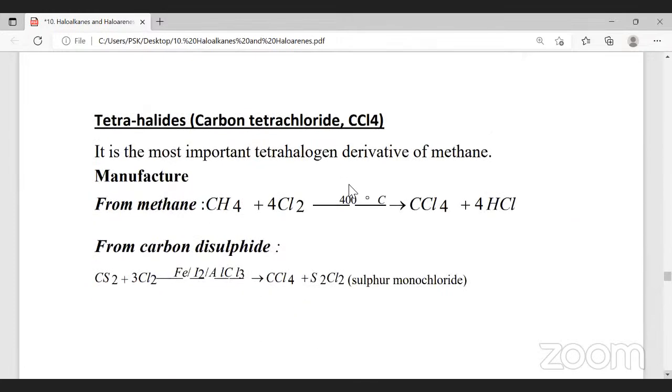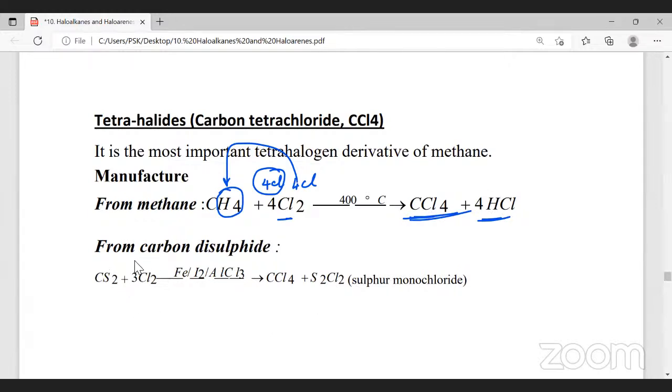Next is carbon tetrachloride. I have to finish this chapter quickly so that I can go to alcohols and ketones. That's why I'm rushing through. Now, carbon tetrachloride is CCl4, a tetrahalide. When methane is chlorinated at 400 degrees Celsius, you get carbon tetrachloride. See, with Cl2, I can write it as 4Cl and 4Cl, totally 8 chlorine atoms. This 4Cl and 4 hydrogen get eliminated as 4HCl, and in place of the other 4 hydrogen, 4Cl goes. Therefore, you have carbon tetrachloride.